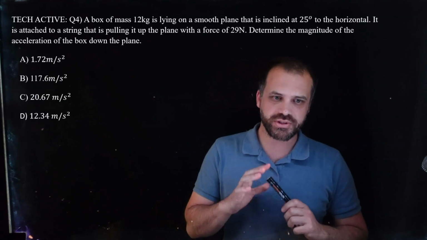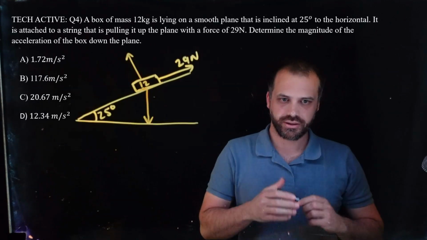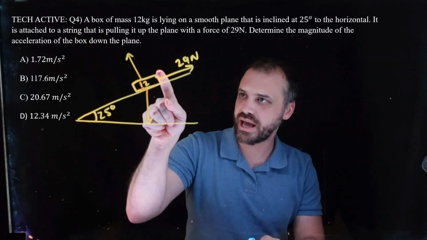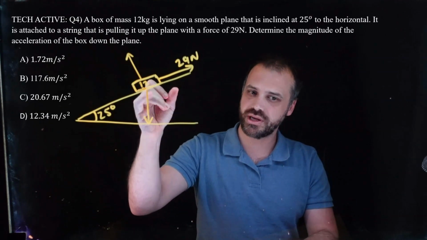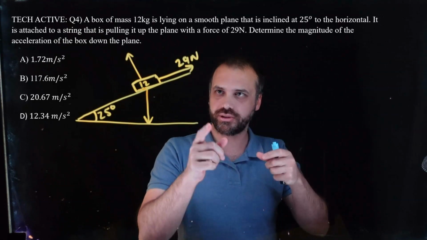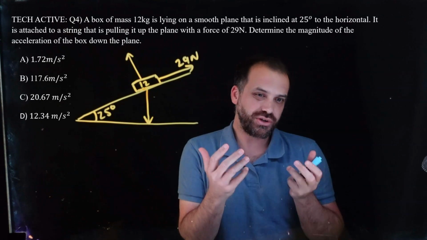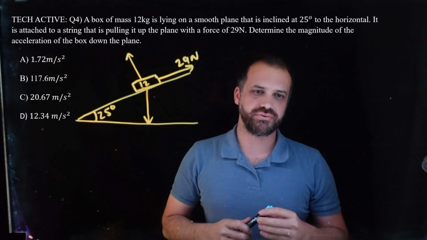Alright, so it's everyone's favourite question, an inclined plane question. I'm going to draw this. Alright, there's my drawing of it. I have a mass of 12 kilograms. There's a string pulling it up, or trying to pull it up the inclined plane, 29 newtons. I've drawn in my normal contact force. Don't know if we'll need that, but the angle's 25 degrees.